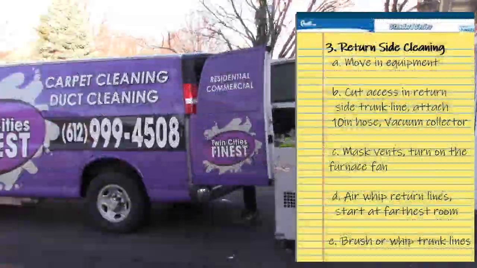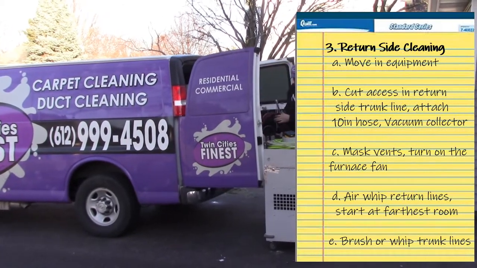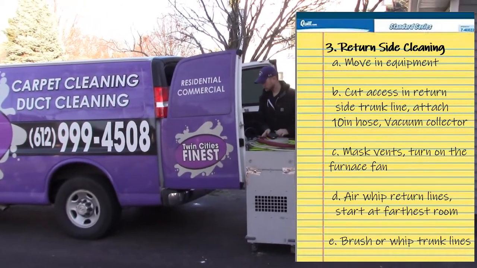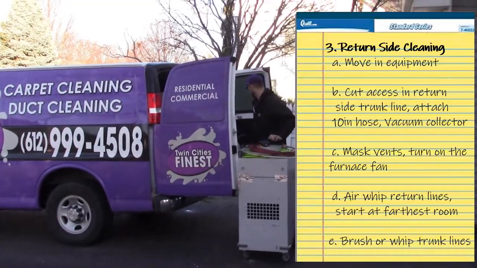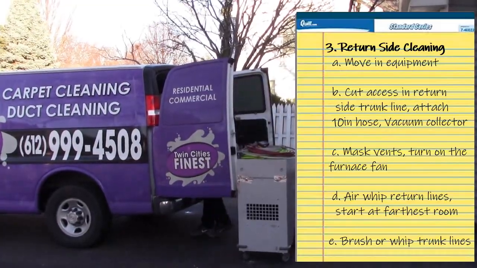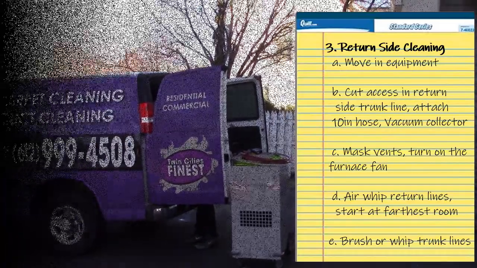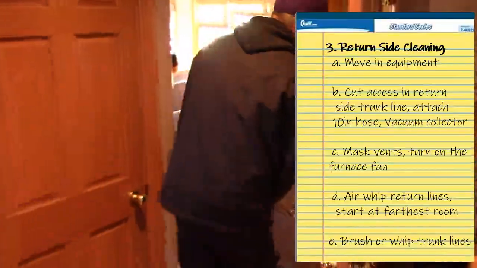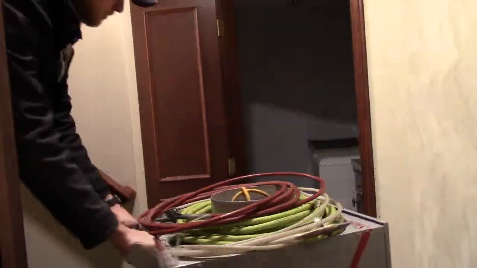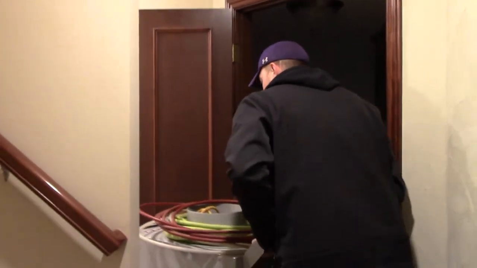Next, let's get started with the return side cleaning. Move in your equipment, cut access and return side trunk line closest to the furnace, attach the 10-inch hose to power up the vacuum collector. Turn on the furnace fan. Air whip return lines, start with the furthest room. Brush or whip trunk line.